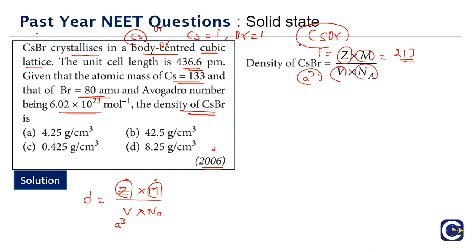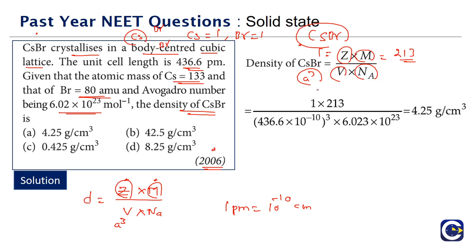So if we substitute, right, what we are going to get, and again the units part. So here A is what? 436.6 picometer. So 1 picometer, we will convert this into centimeter. If molar mass is in gram, and we take the value of the edge length in centimeters, then the density is going to come in gram per centimeter cube. So we'll substitute the values.